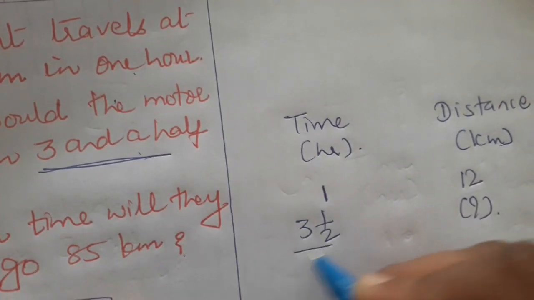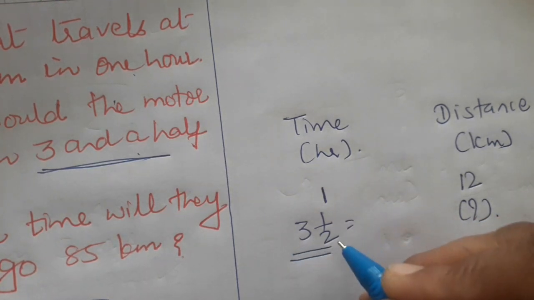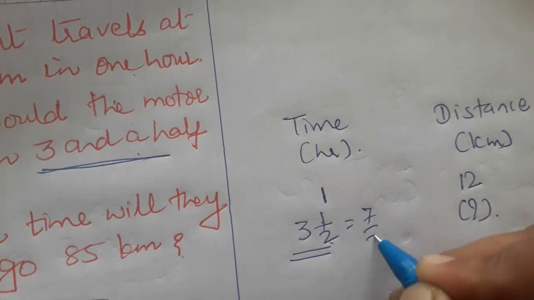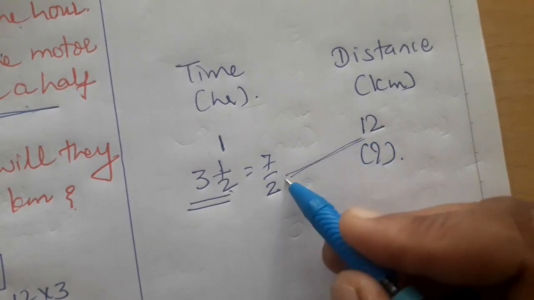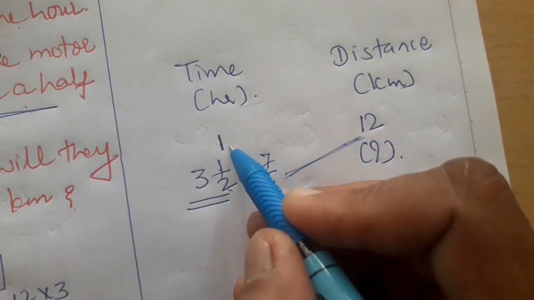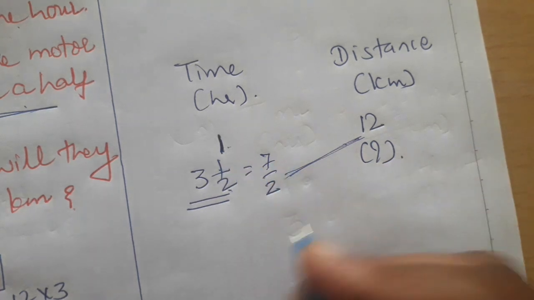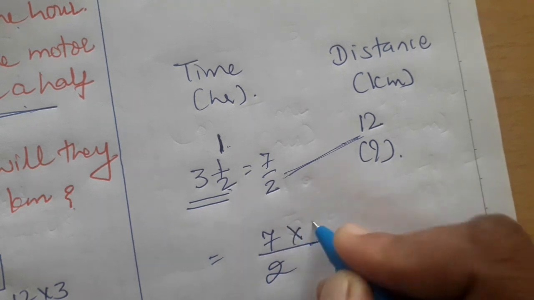Now what is this 3.5? When you convert it to improper fraction, will it be 3 2s are 6 and 1, 7 by 2? So here you may write 7 by 2. Now as usual, these two numbers you have to write it in the numerator, whereas this is the denominator. So denominator is simply 1. So you may write it as 7 by 2 multiply by 12.